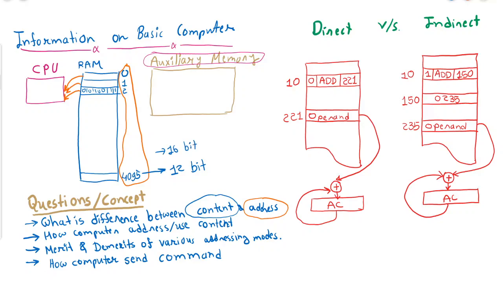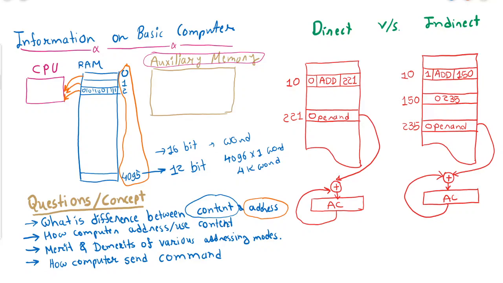And on each location, let's assume that we are storing 16 bits. Now, a group of 8 bits is known as a byte, and a group of 16 bits is known as a word. So what is our RAM size for the basic computer? 4096 into 1 word. So we can say 4K words. It is our RAM size. So we can store 4096 different words in this RAM.